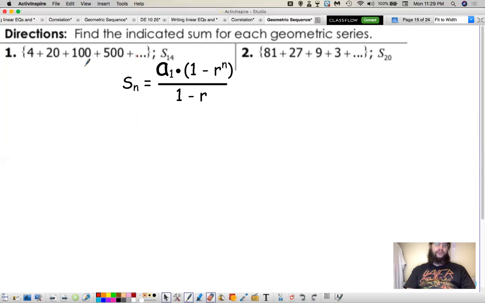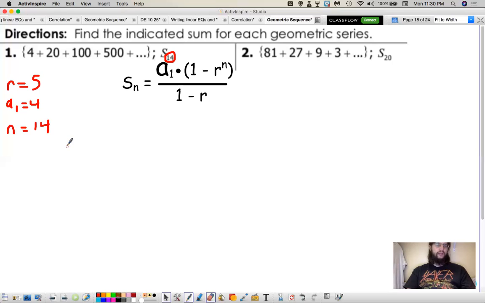So first, we need to figure out what we're going by. Don't let these pluses confuse you. Remember, series means added up. Doesn't matter that it's a geometric series, so we're still going to add up the terms. But how do I get from 4 to 20? Well, times 5. 20 times 5 is 100. 100 times 5 is 500. So r is 5. Don't let those pluses confuse you. a1 is 4. n is 14.